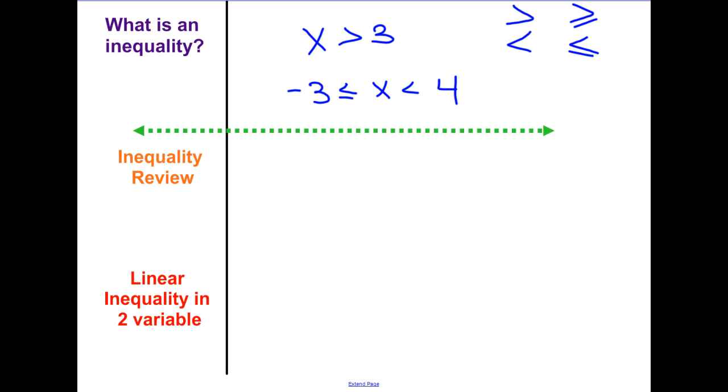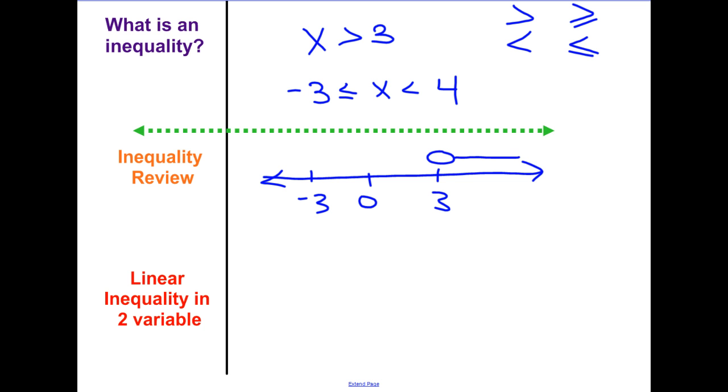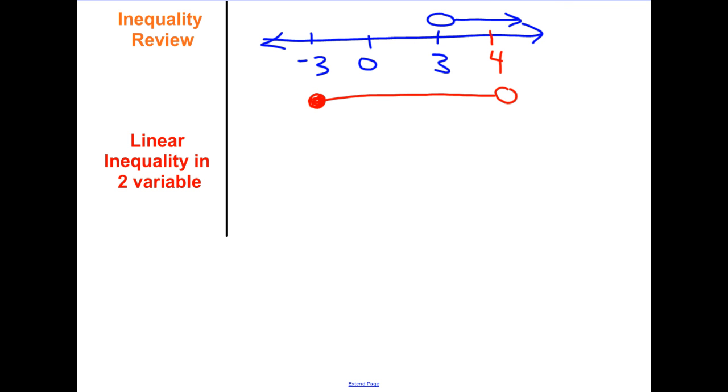All right, so we did a little bit of inequality review. Remember, when we graph x is greater than 3, I graph it on a number line. There's 3, 0, negative 3, open dot because it's greater than, not greater than or equal to, and you draw the line over. Just a quick review: when we do negative 3 to 4, I'm going to put a 4 there, keep my negative 3. We put a closed dot at negative 3, an open dot at 4, and connect them. That's your compound inequality.